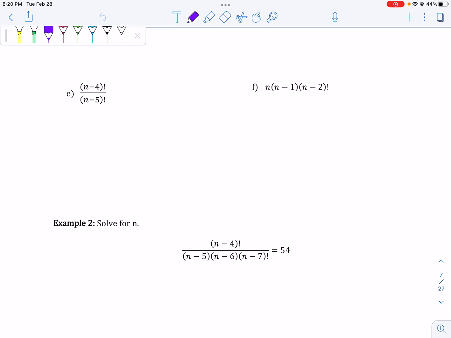Welcome back. I don't have a cool intro, but factorial notation and introduction to permutations needs no cool intro. It is just cool itself. Where we left off was here.